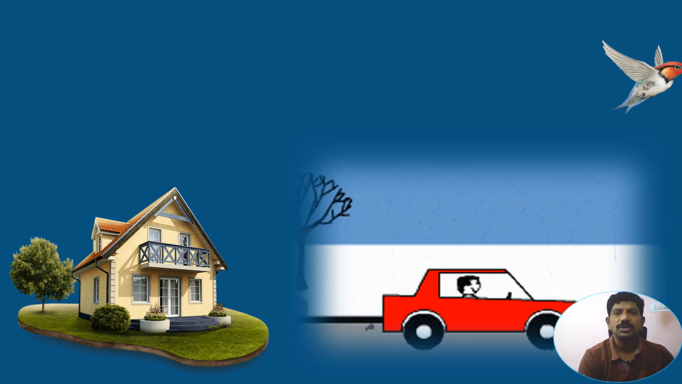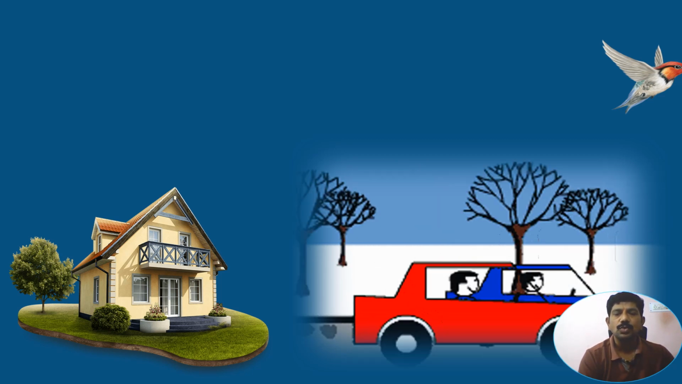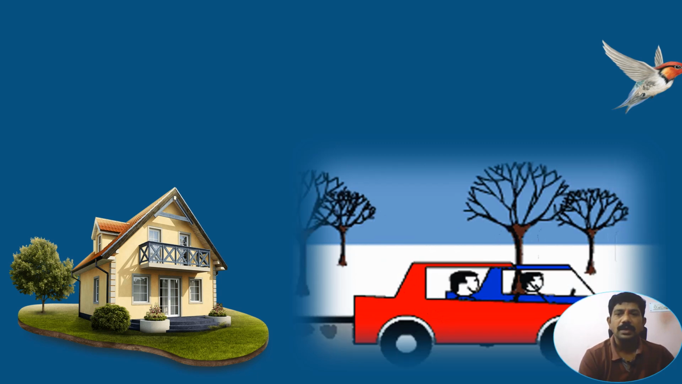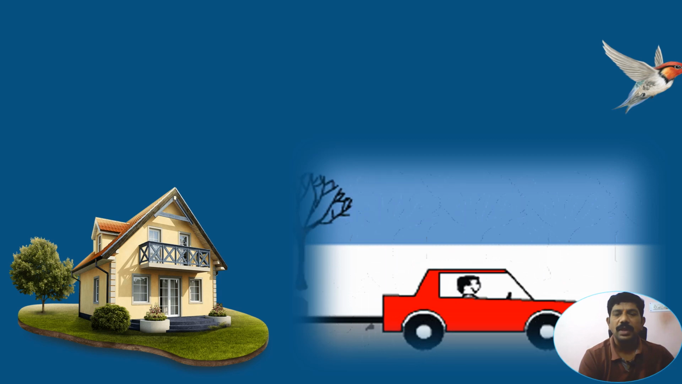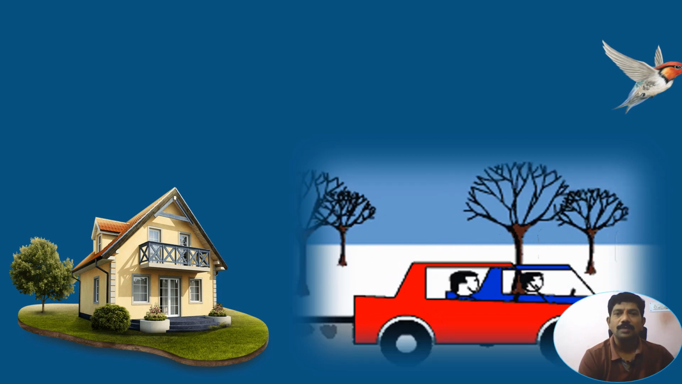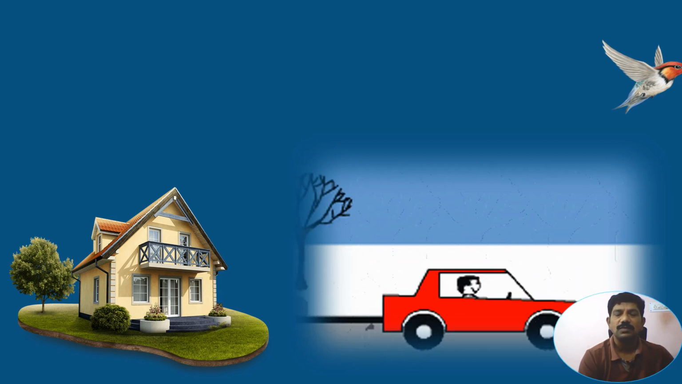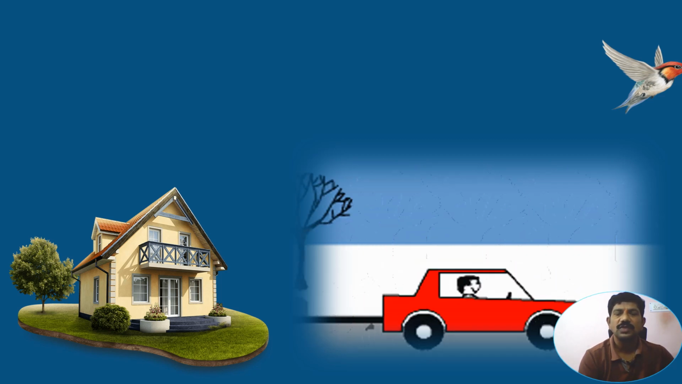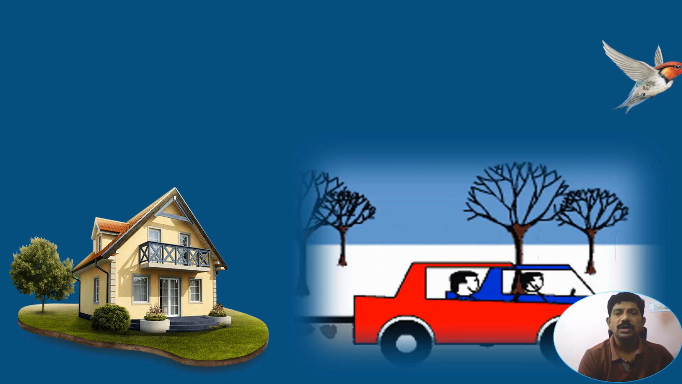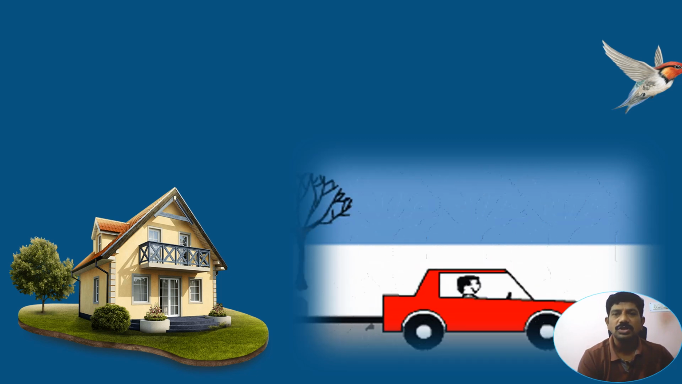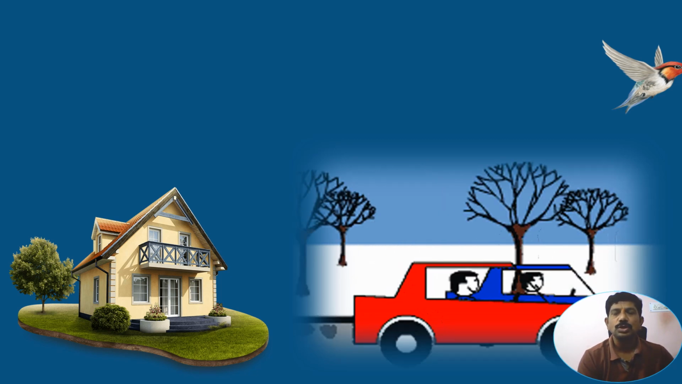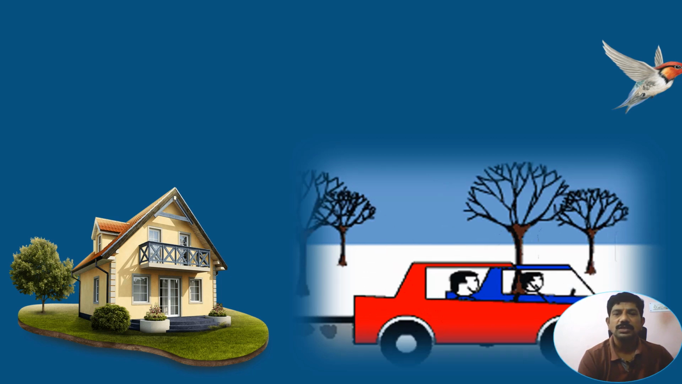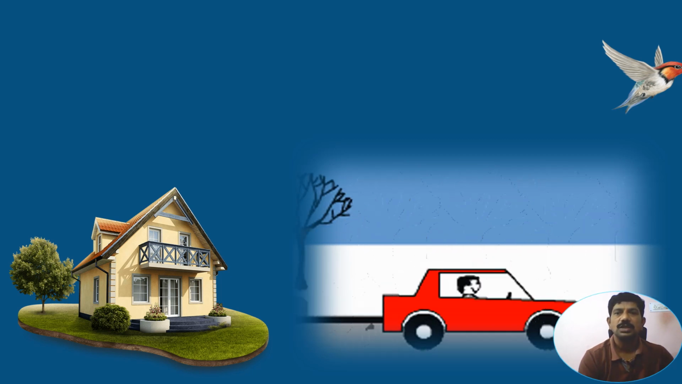Observe this animation, children. The car is moving on the road. See this one. The trees are moving back. So with respect to the observer, the position of the trees is changing. So if the position of an object changes with respect to time, then we say that the object is in motion.